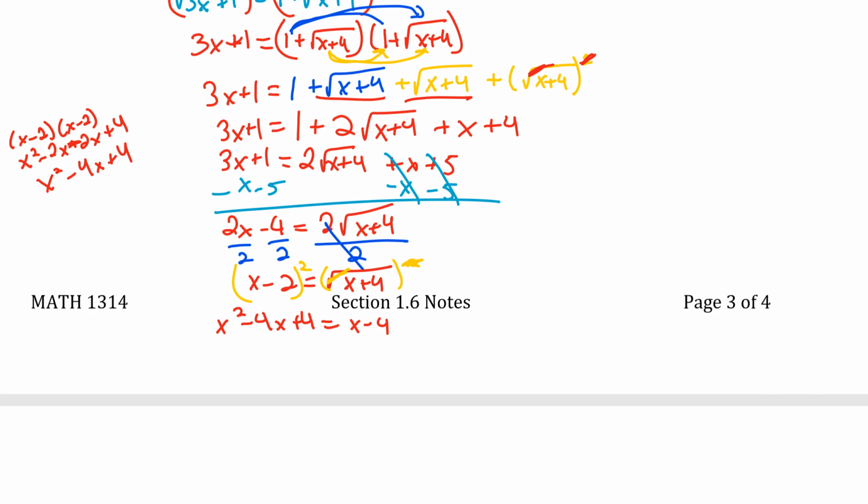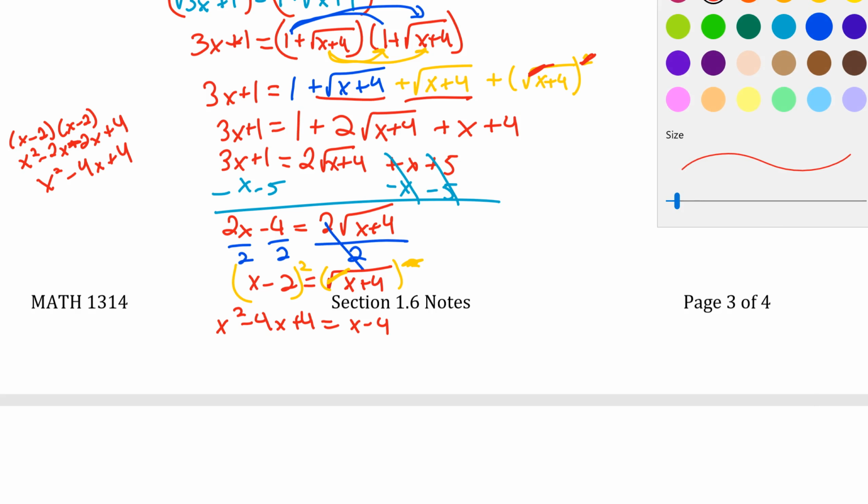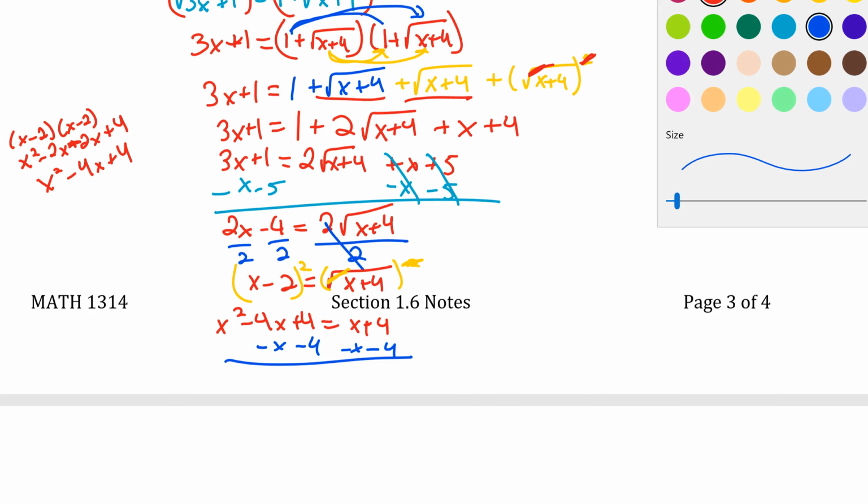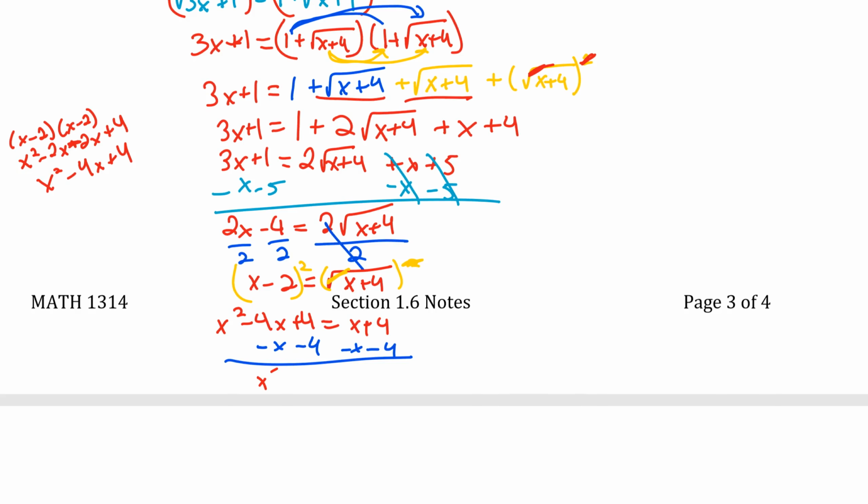Now I'm going to move everything to one side. So I'm going to add a 4. Oh, hold on. I accidentally changed the sign. This should be an x plus 4 here. So I actually need to subtract the 4 from both sides. And subtract this x. So that is going to give me an x squared minus 5x. Those cancel, these cancel, these cancel, equals 0.